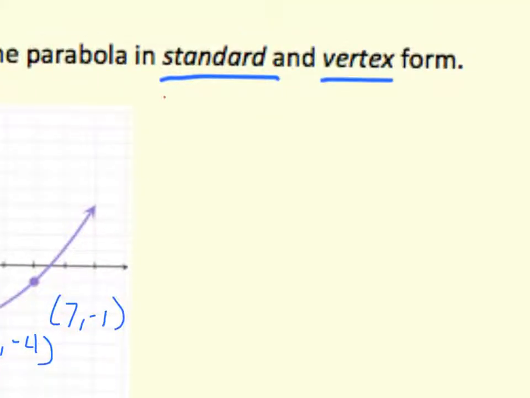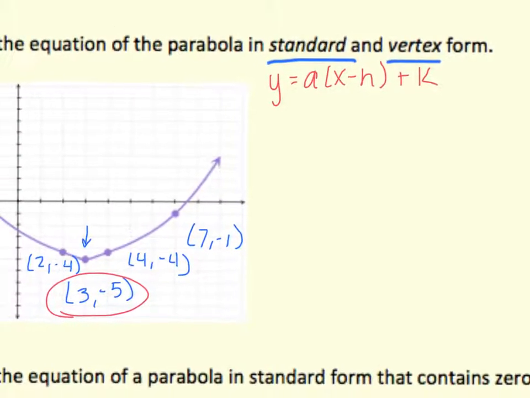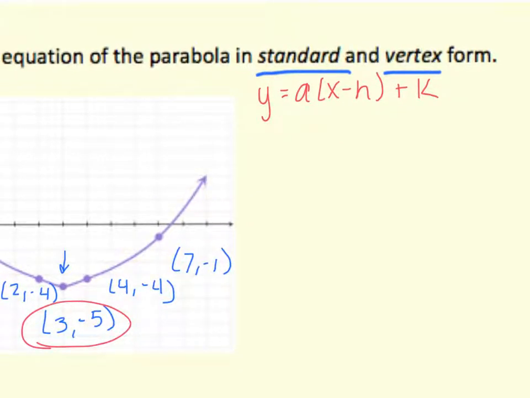In our form, y equals a times (x minus h) squared plus k, we're going to substitute the x and the y value in for h and k. So if the vertex is at 3, -5, I'm going to put in 3 for h, and then -5 for k. So I can say plus -5, or I can just write -5.